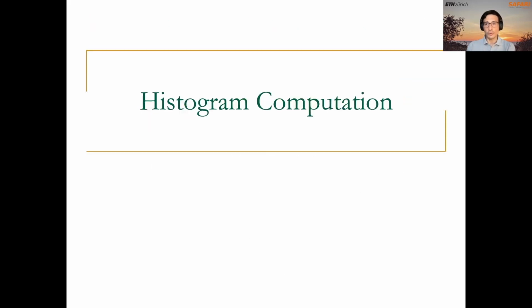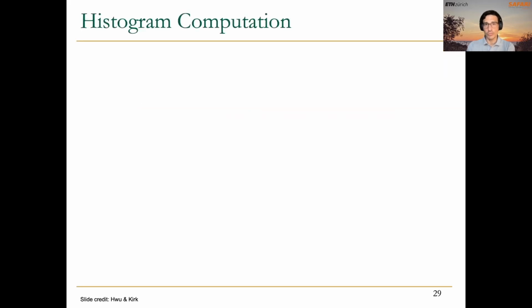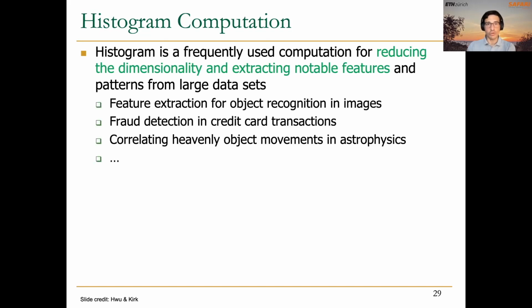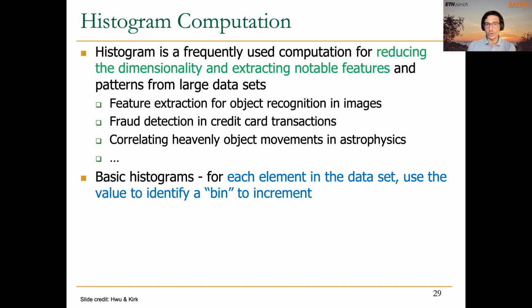So let's talk about how to compute histograms, but before we start discussing the parallel implementation of the histogram computation, let's recap what a histogram is. A histogram is a frequently used computation for reducing the dimensionality and extracting notable features and patterns from large data sets. They are widely used in, for example, image processing for feature extraction, also in fraud detection, and many other fields. In a basic histogram, what we do is go over all elements in the input data set and identify the bin that we have to increment. That is essentially based on the actual value of the element that we are reading.